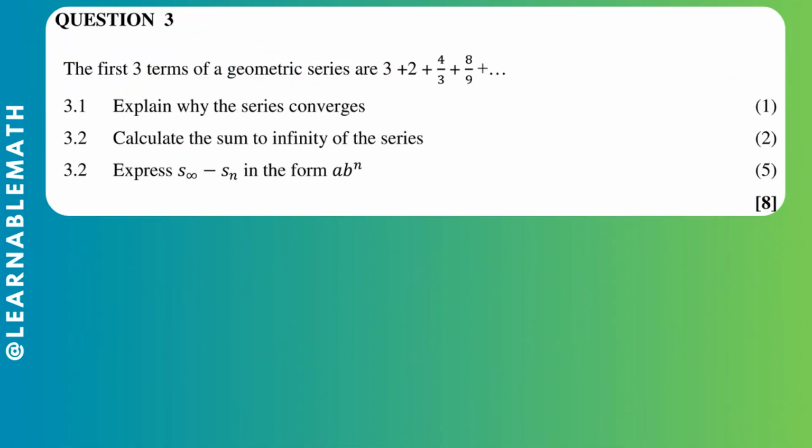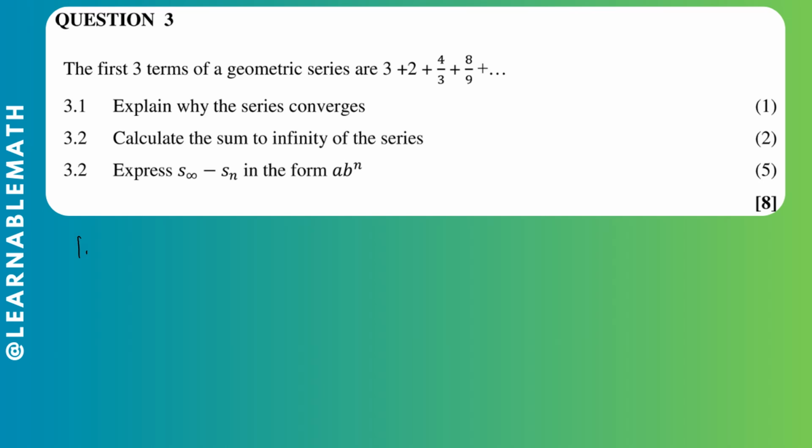Question 3 says the first three terms of a geometric series are 3 plus 2 plus 4 over 3 plus 8 over 9 plus to infinity. The first question says we have to explain why the series converges.